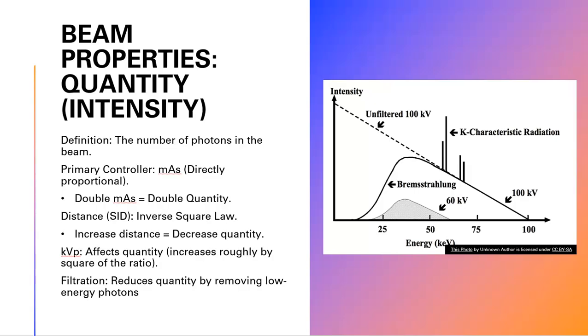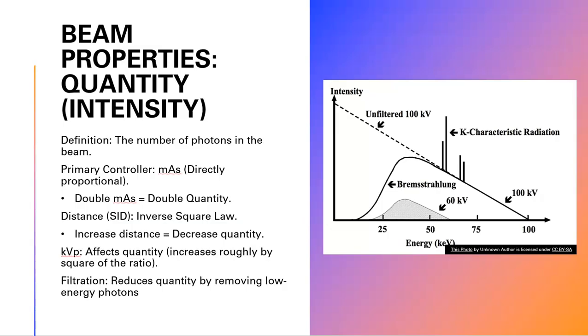Now let's analyze the beam that we've just created. Quantity is the total number of X-ray photons in this useful beam. To satisfy our course requirements, we must remember the four distinct factors that affect this. First is milliamperage-seconds, our primary controller. Doubling the mAs doubles the photons in a direct linear relationship.